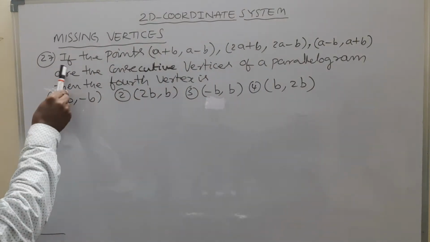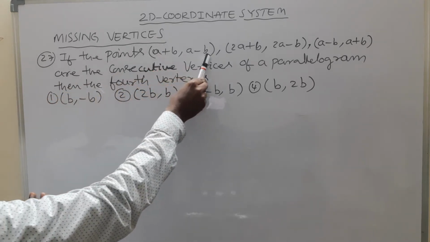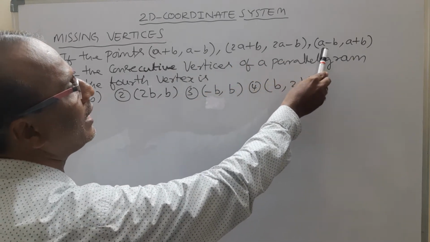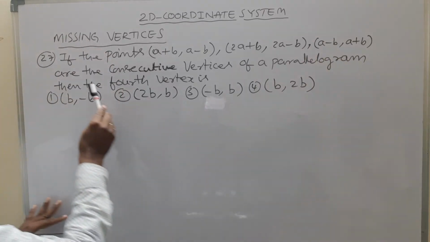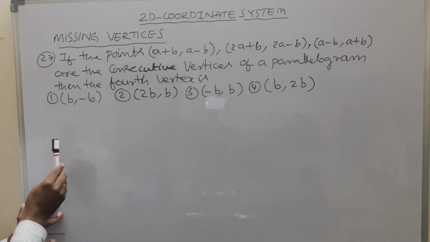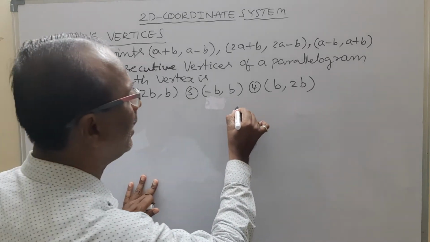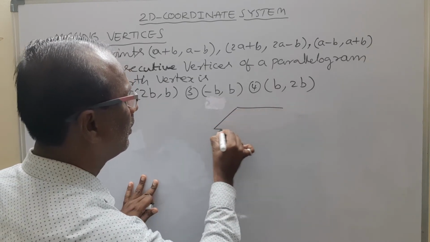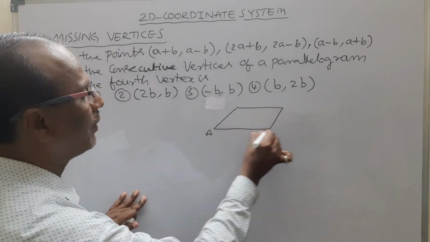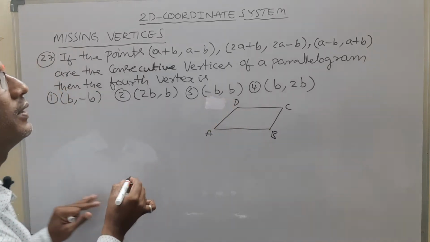Question number 27. If the points a plus b comma a minus b, 2a plus b comma 2a minus b, a minus b comma a plus b are the consecutive vertices of a parallelogram, then the fourth vertex. These are the four options. Here is the diagram. Let ABCD be a parallelogram, to find the fourth vertex D.